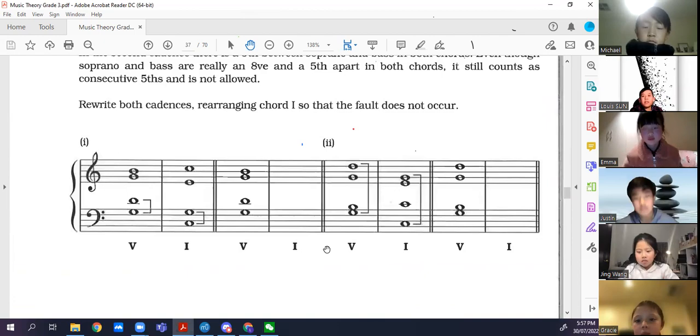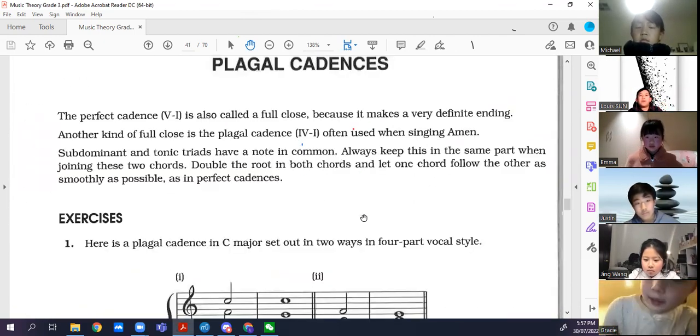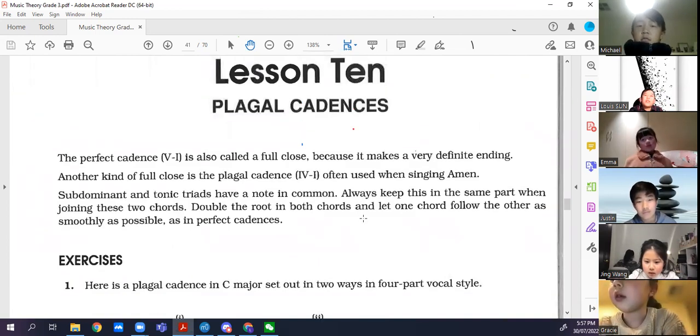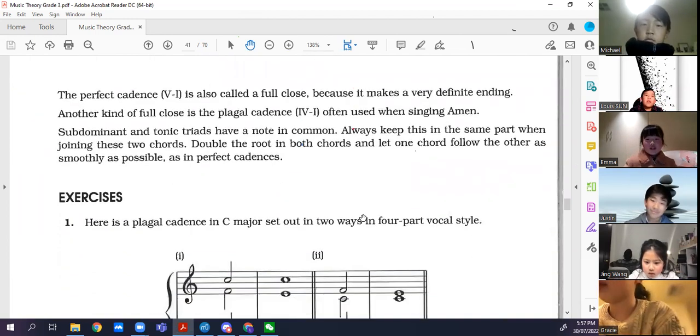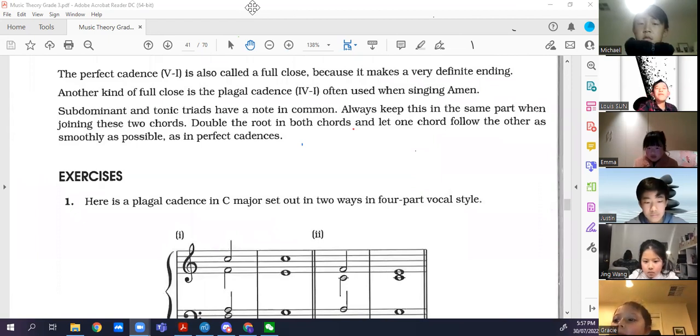So, we've done perfect cadences, and now I want to introduce you to the plagal cadence, which is kind of like another kind of full stop. I guess if you were American, you could call it a period. Yes.